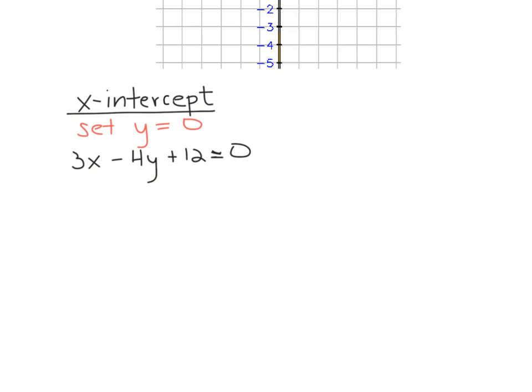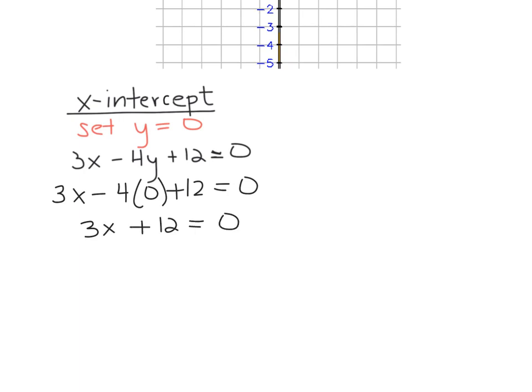So remember, when you are solving for an x-intercept, you want to set your y value as 0. So I recopied my equation, and when I get to my y variable, I'm going to replace it with a 0. So if I simplify this, I know that negative 4 multiplied by 0 is 0. So my equation then can just be simplified to 3x + 12 = 0.